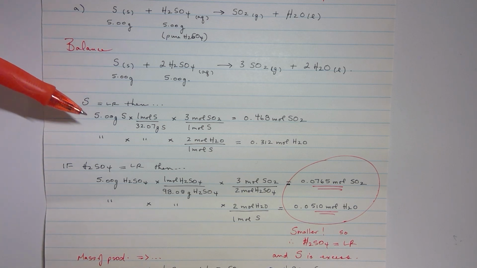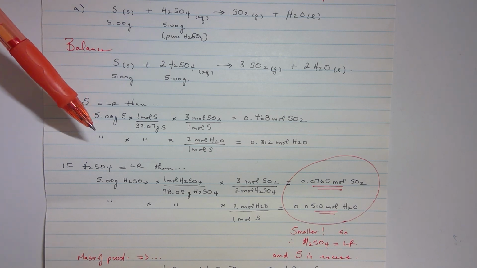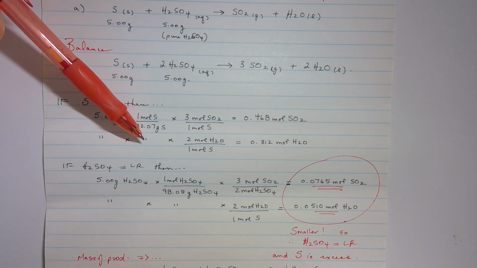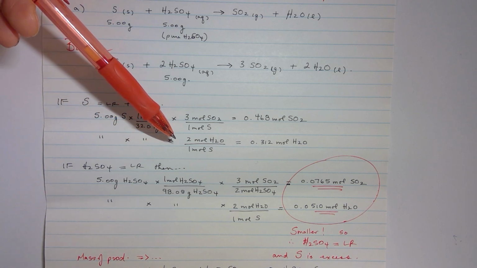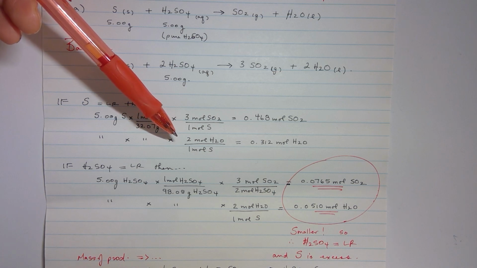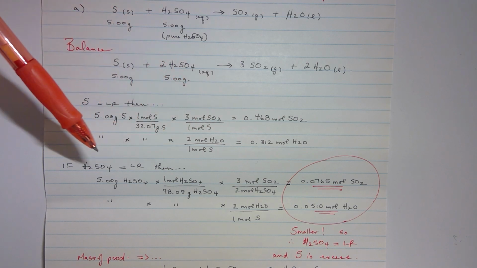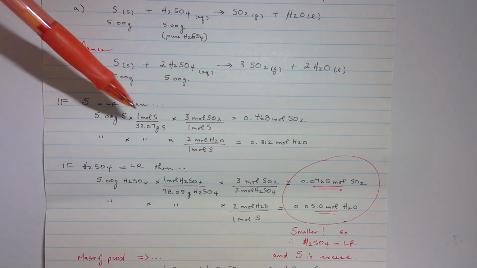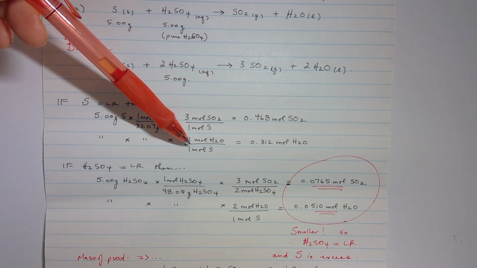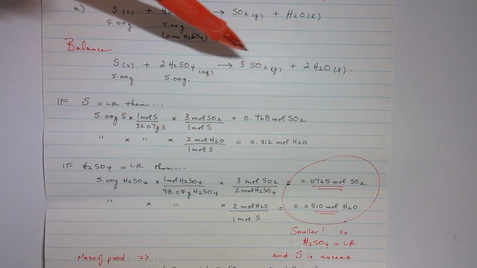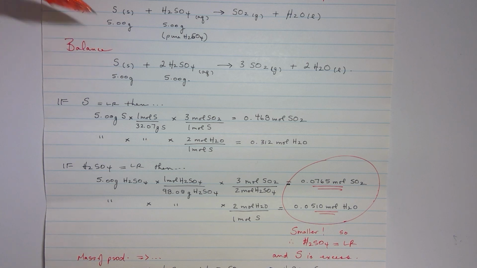Then I have ditto marks because I'm getting lazy. 5 grams of sulfur times the same thing, 1/32. But this time I'm going to multiply by my conversion factor that determines the corresponding amount of water that's produced if I start with this much sulfur and it's limiting. I know that 2 moles of water are produced for every 1 mole of sulfur consumed. And I have 0.312 moles of water.